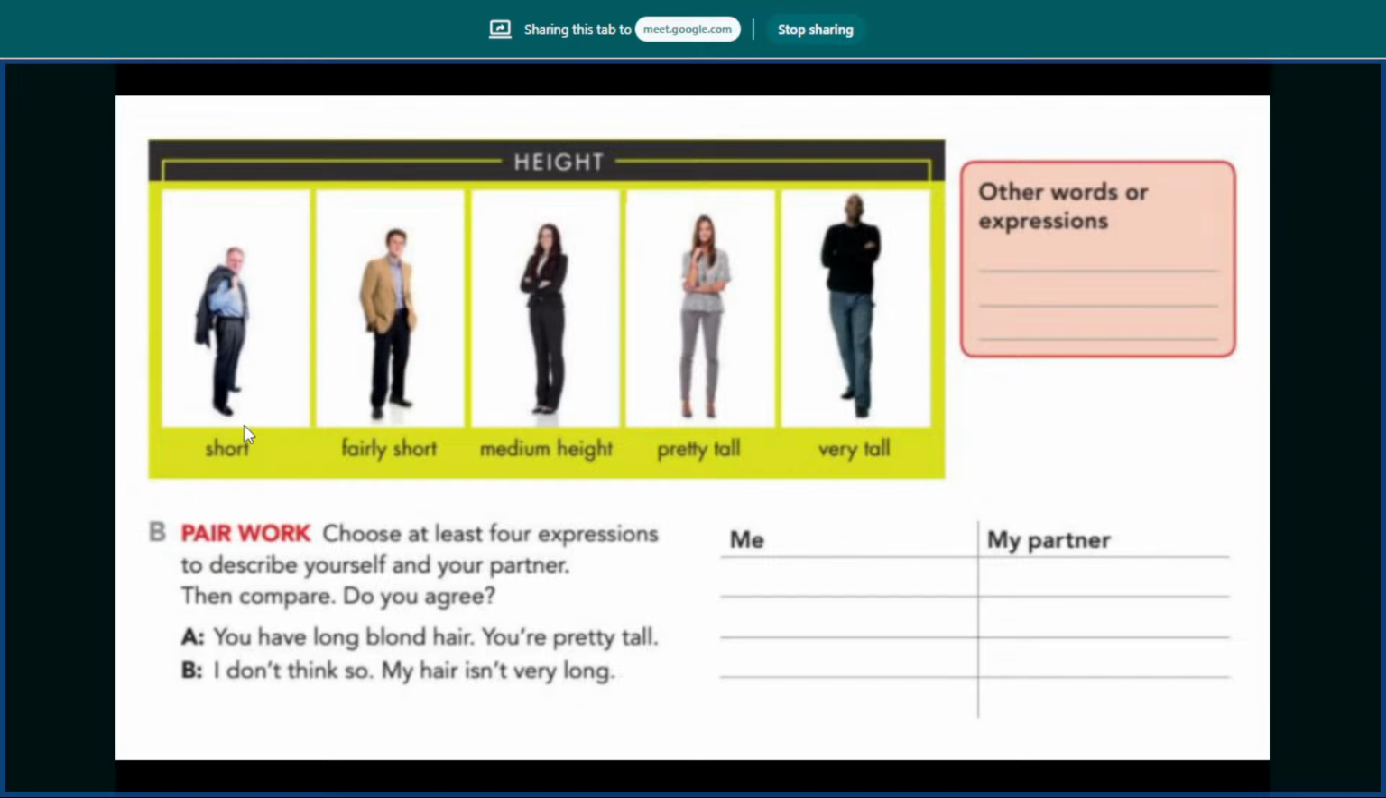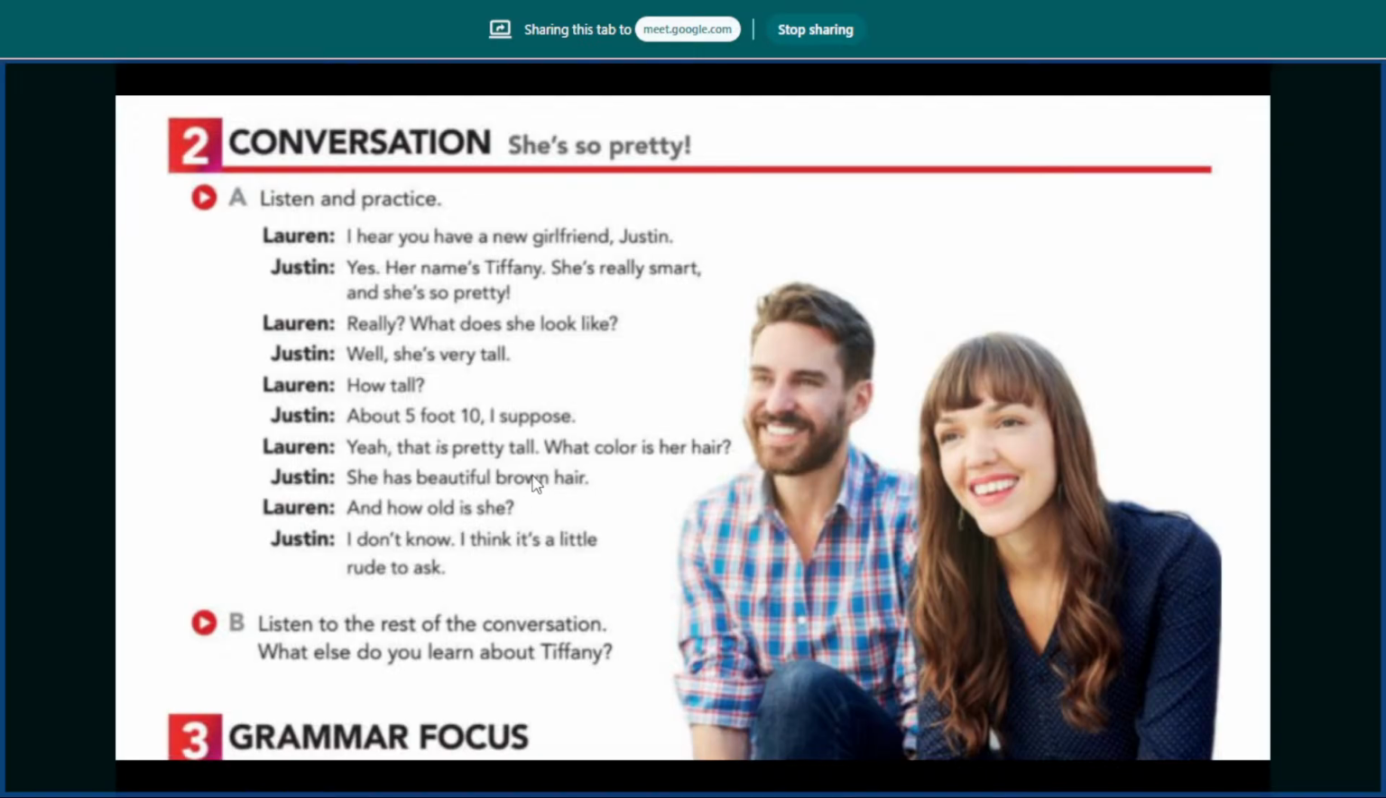Now again, as I said, when we refer to someone as short or fairly short, we have to be a bit careful with these wordings. ठीक है, clear? Okay, over here now, as usual, we have a conversation. I want you guys to read the conversation, then we will listen to the same conversation. Harish, you can be Lauren, and Vishal, you can be Justin.